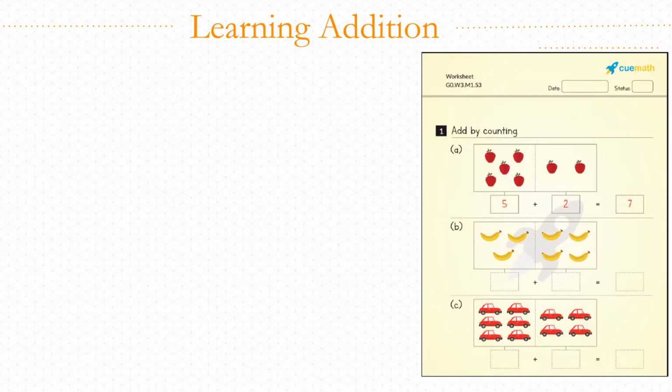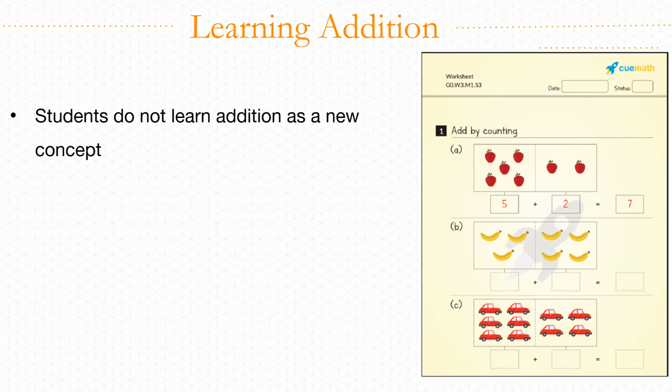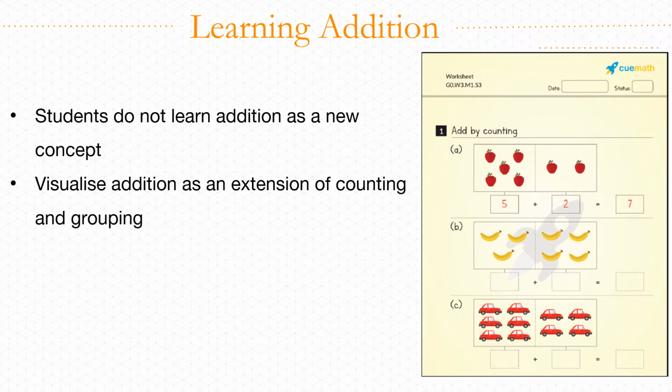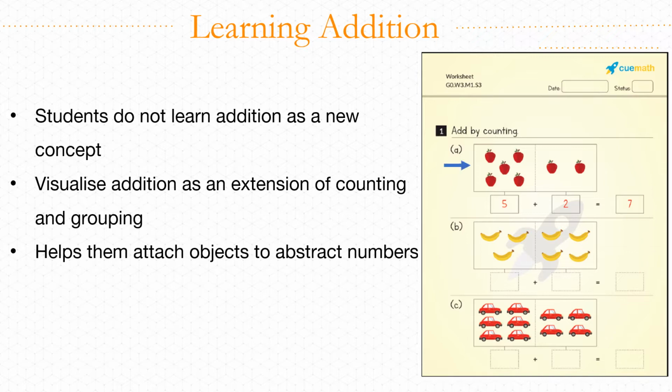Students do not learn addition as a new concept with no links. Instead, they visualize it as an extension of counting and grouping. Using objects that are familiar to them, they see the process of addition. This helps them attach objects to abstract numbers like 5 and 2. Also, visualizing helps them create mental models of addition.